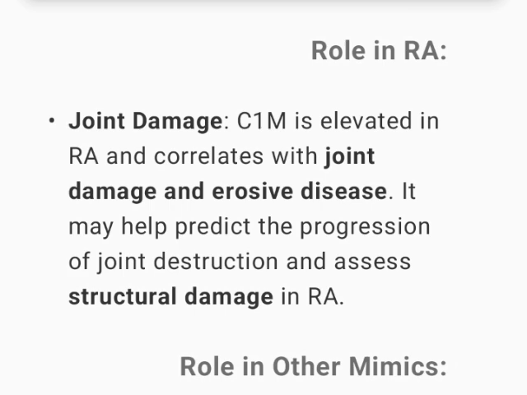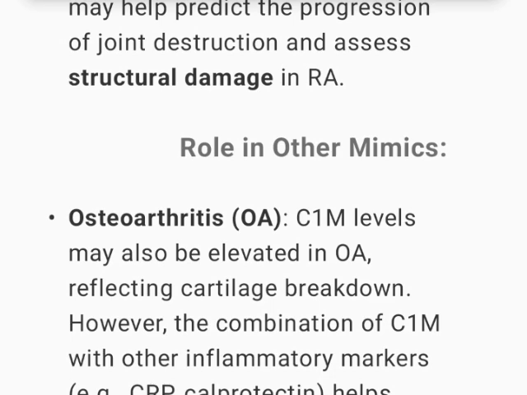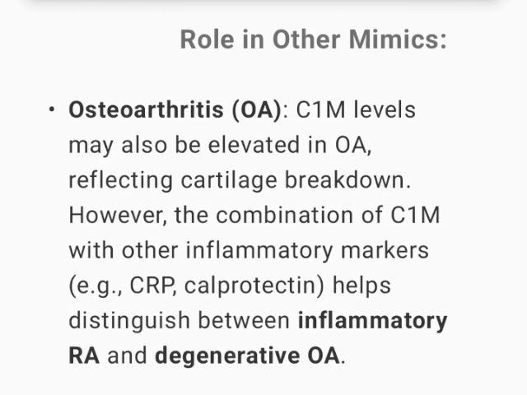Role in other mimics. Osteoarthritis, OA. C1M levels may also be elevated in OA, reflecting cartilage breakdown. However, the combination of C1M with other inflammatory markers, e.g. CRP, calprotectin, helps distinguish between inflammatory RA and degenerative OA.